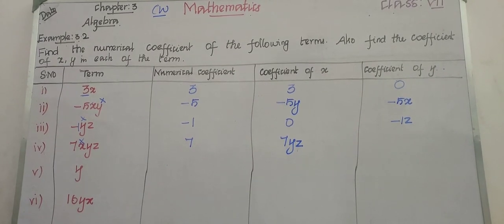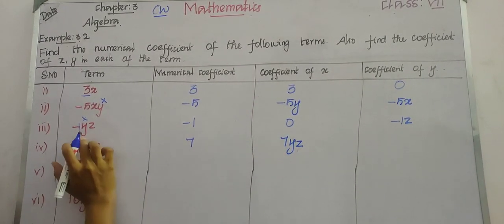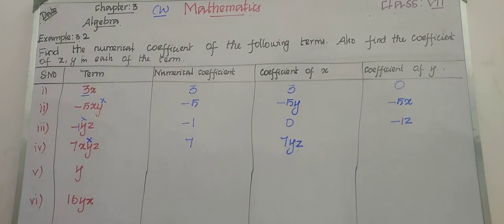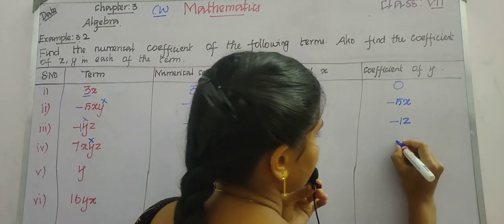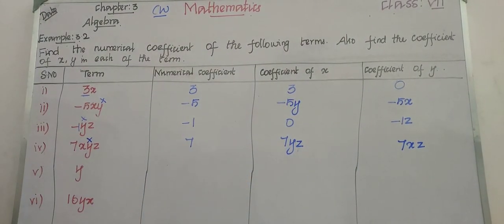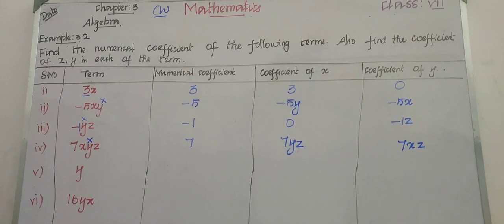Okay, children. And then the coefficient of y, how will you write? Leaving y, the remaining all others are the coefficient of y. So now we got 7xz. Okay, children, is it clear? Okay, see the fifth one.